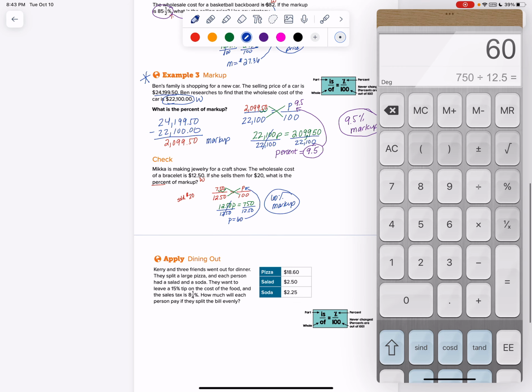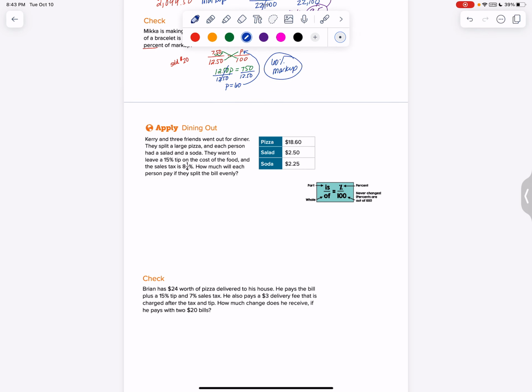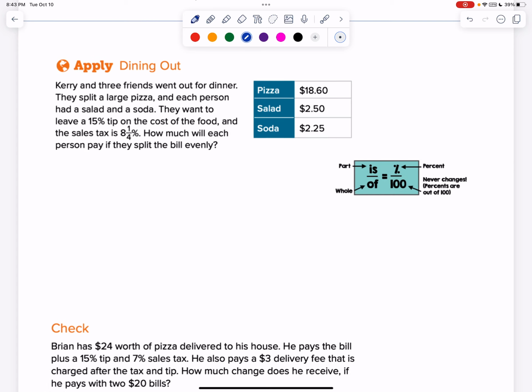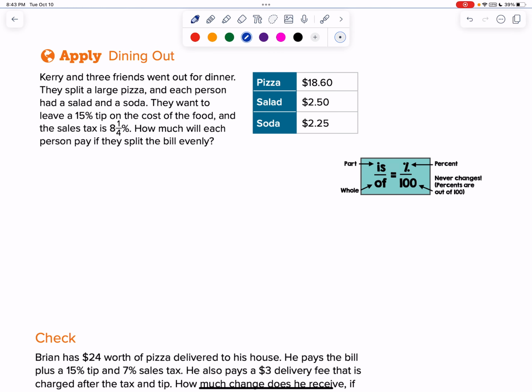All right, let's go ahead and check out your apply, which we know is typically a two-stepper with some multiple things. Carrie and 3 friends went out to dinner. They split a large pizza, and each person had a salad and a soda. They want to leave a 15% tip on the cost of the food, and we also have a sales tax of 8.25%. We've got a couple things here: a tip and a sales tax. How much will each person pay if they split the bill evenly?